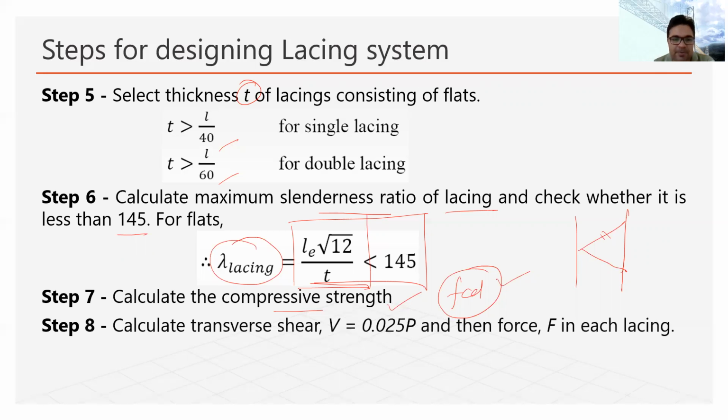Then in step 8, we will find out the transverse shear, and we will find this just to find out the actual force the lacing will experience. So this will be the actual force the lacing will experience, and if we have calculated the strength of the lacing bar in step 7, then we will compare that. If the strength of the lacing bar is more than the F value, then we can say that the lacing bar will be safe, or if it is less, then we have to revise the design of the lacing bar.